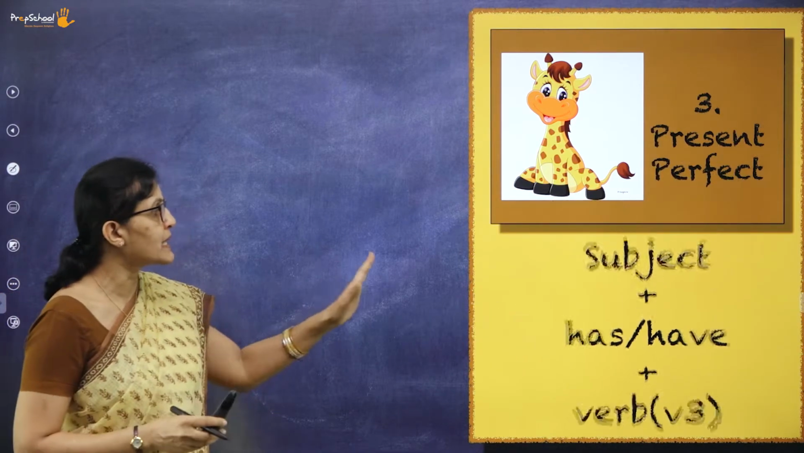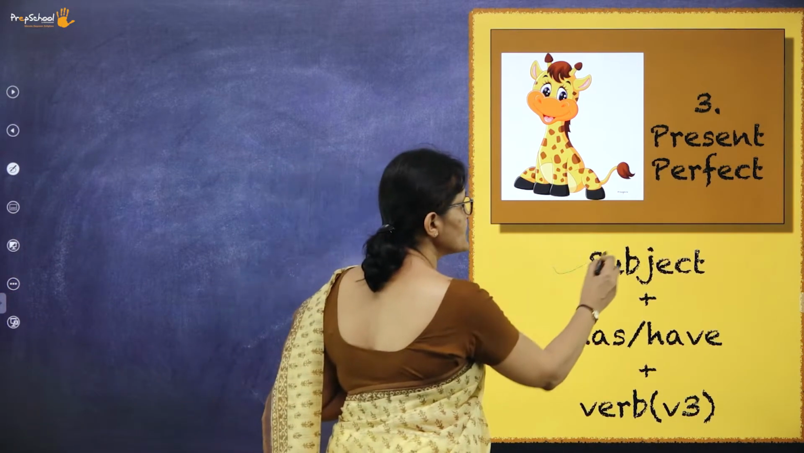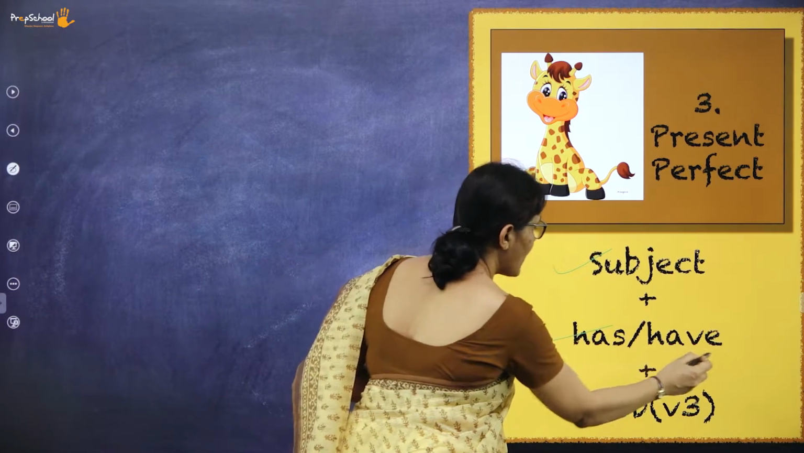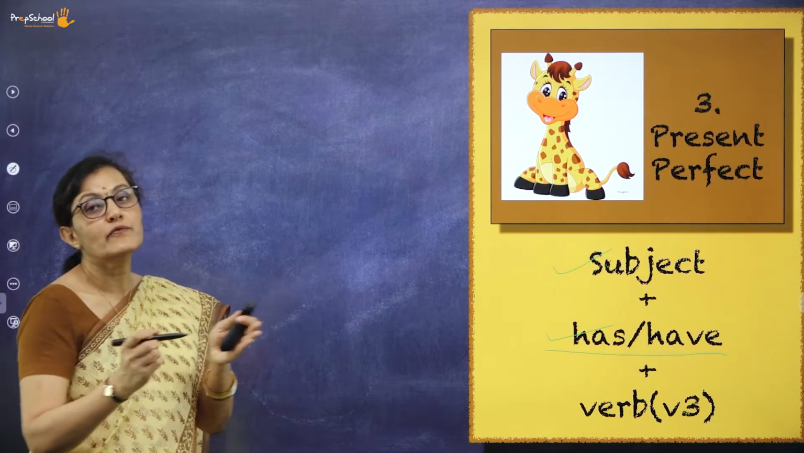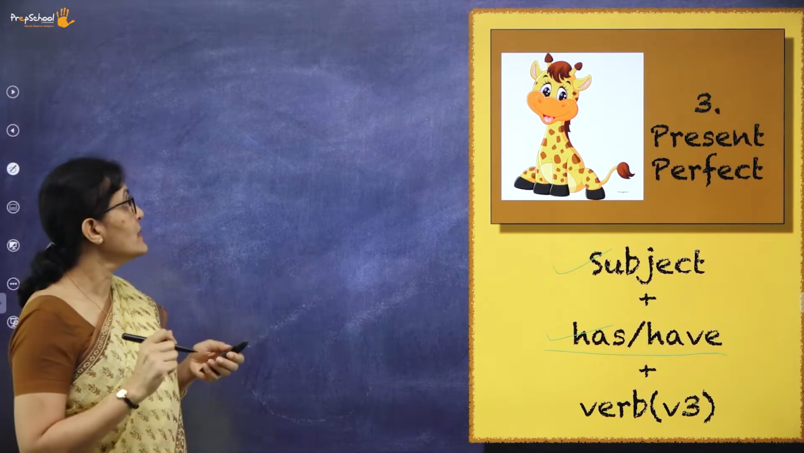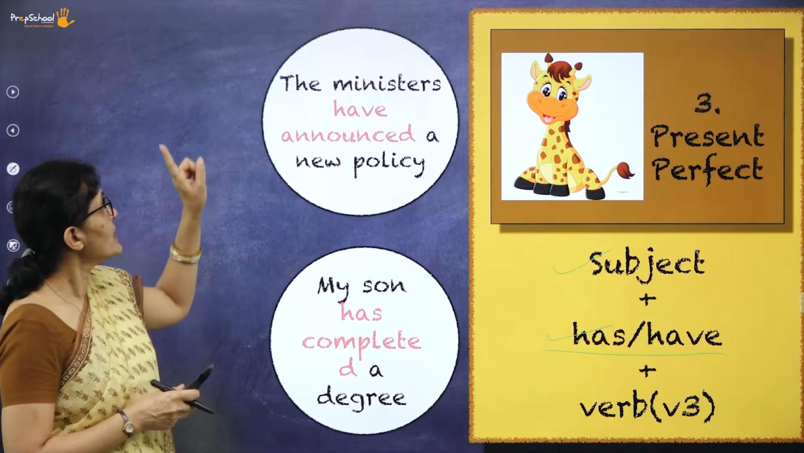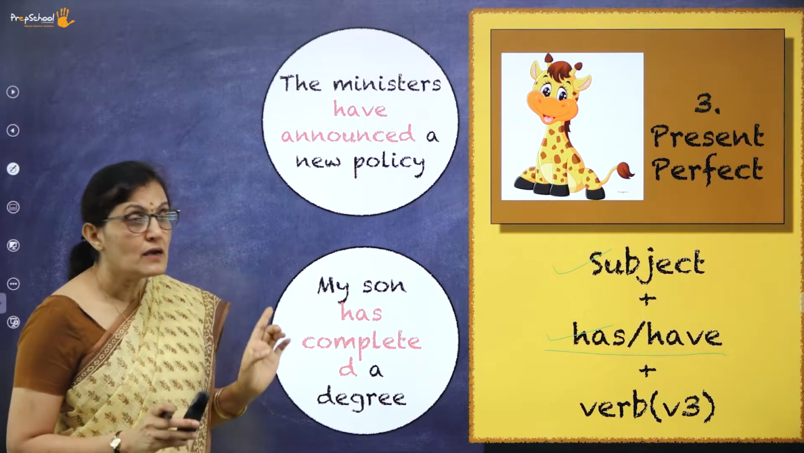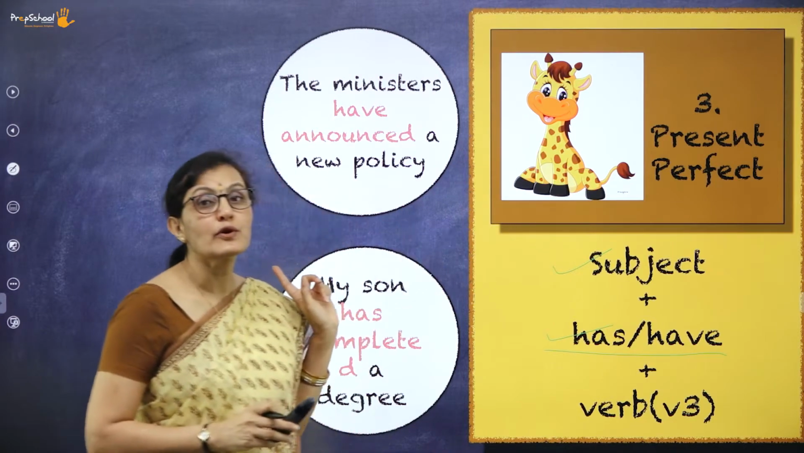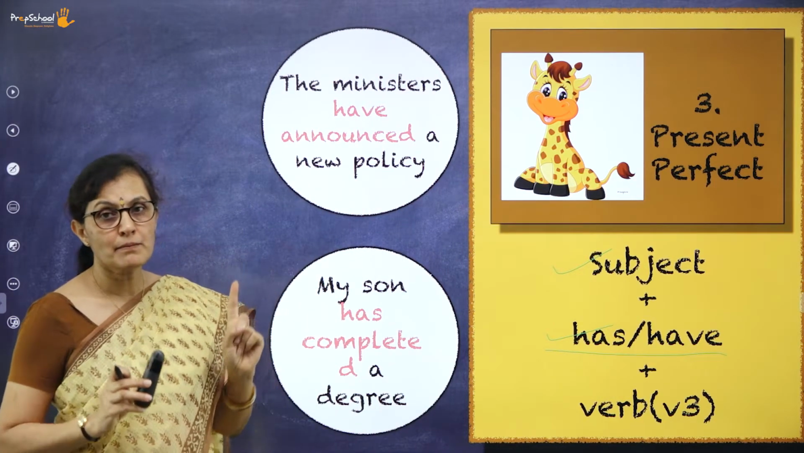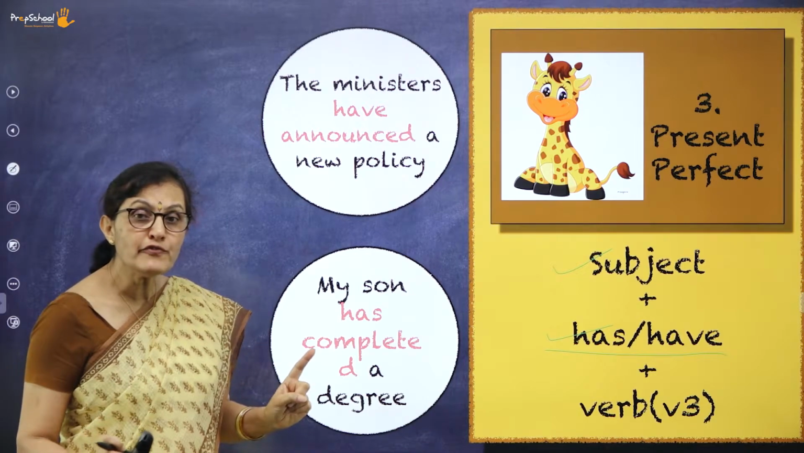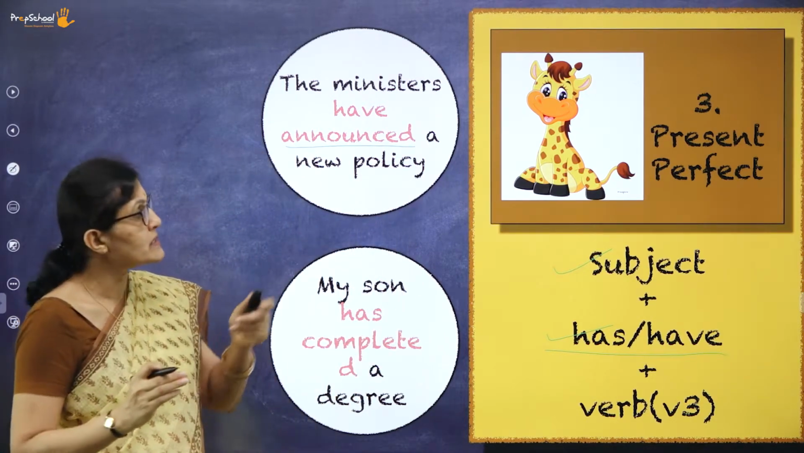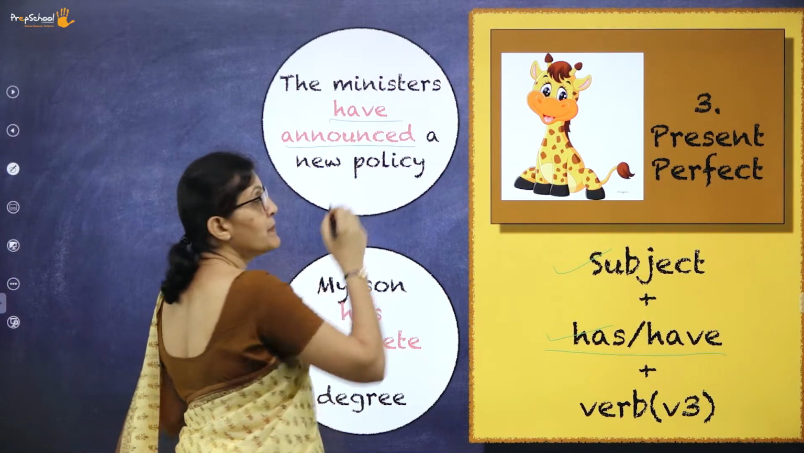Now, moving forward to the third one, present perfect. When I say present perfect, once again you see the subject, you see has and have along with the verb form with S. So what is the example here? The ministers have announced a new policy. Now, what are we talking about? We are talking about present perfect. So, it is perfect. Why? Because it is announced. Have announced becomes present perfect.